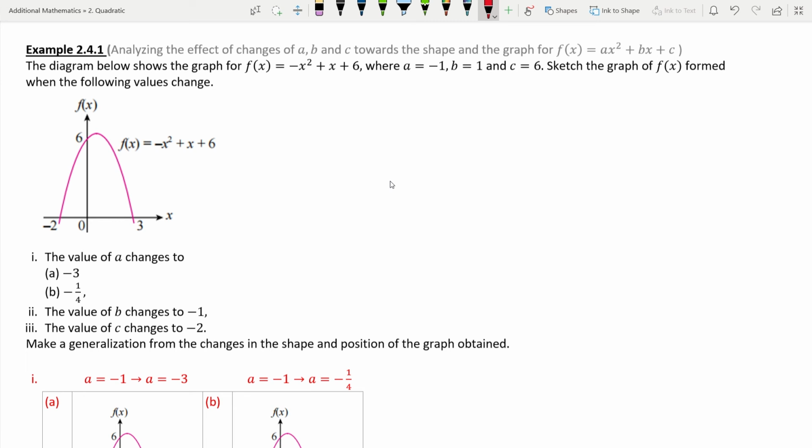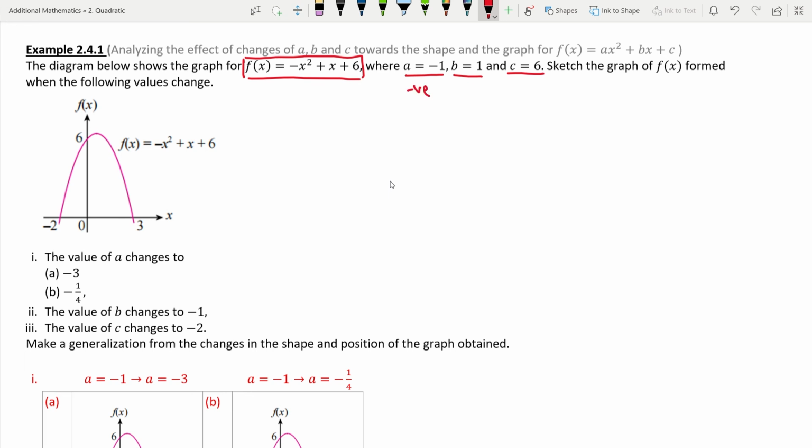Example 2.4.1. The diagram below shows the graph of f of x is equal to negative x squared plus x plus 6, where a is equal to negative 1, b is equal to 1, and c is equal to 6. Sketch the graph of f of x formed when the following values change. We are given the function f of x is equal to negative x squared plus x plus 6. A is equal to negative 1, b is equal to 1, and c is equal to 6.